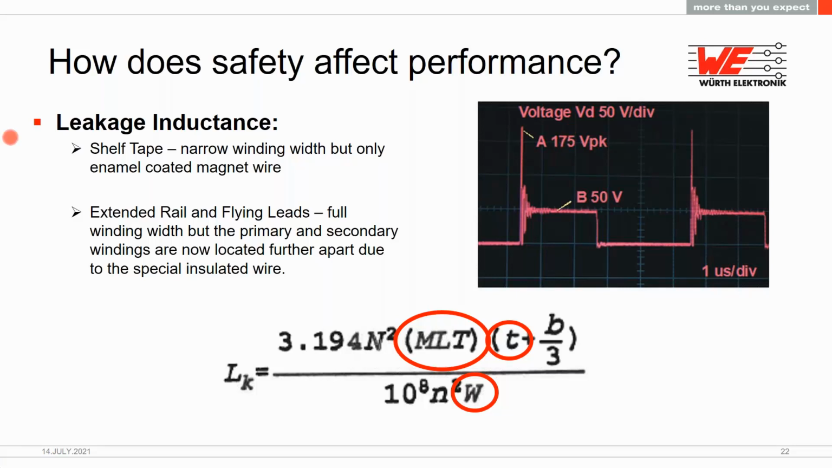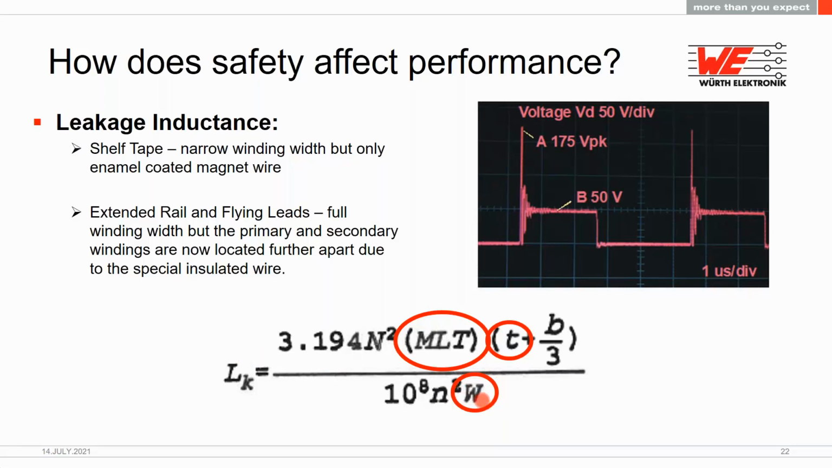When we look at the leakage inductance formula, there's 3 major factors that are affected when we design to meet safety. The first is the winding width, represented by the W here in the denominator of the formula. As I said, it's not surprising for a shelf tape method to have roughly 50% of the total winding area consumed by tape. This effectively cuts my overall winding width that's remaining on the bobbin in half, in turn doubling my leakage inductance.